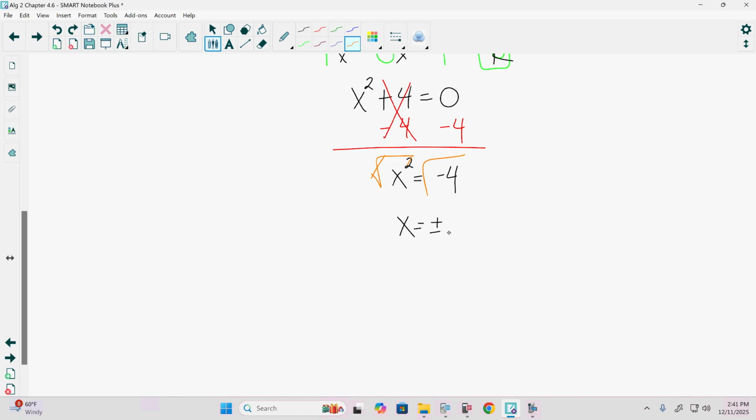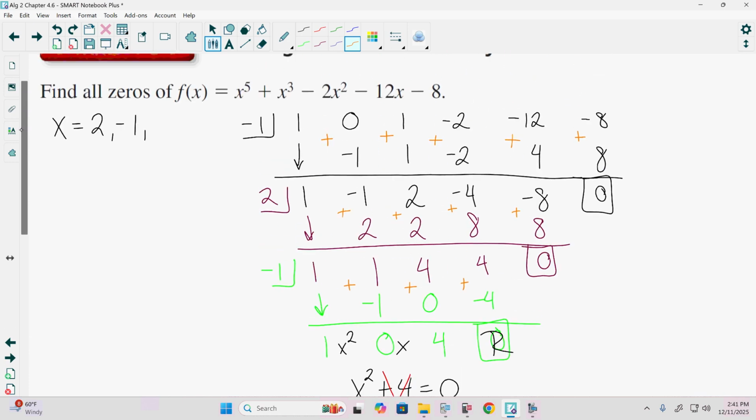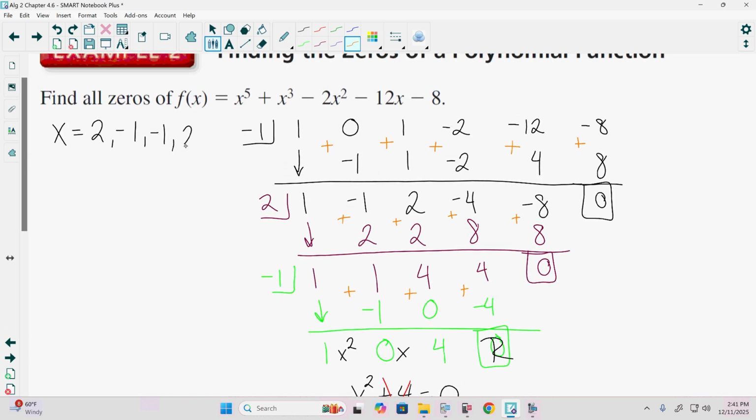Now when you take the square root of negative 4, it is indeed 2i. The negative would come out as i, leaving us with just the square root of 4 to simplify, and the square root of 4 is 2. Questions on this here? So that tells us our solutions for this here are 2, negative 1, 2i, and negative 2i.